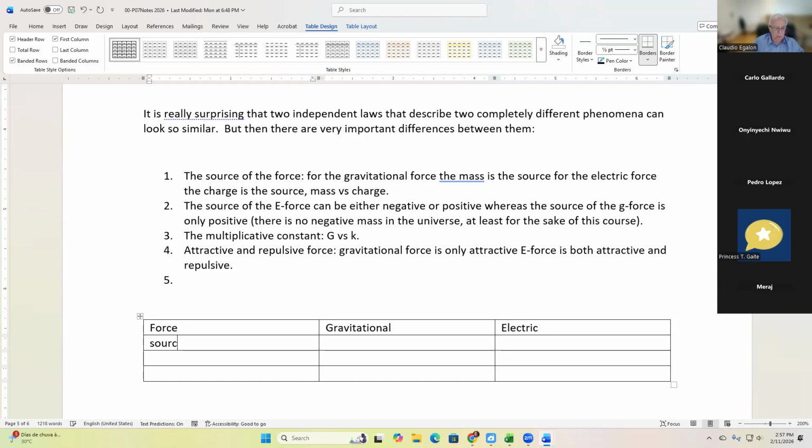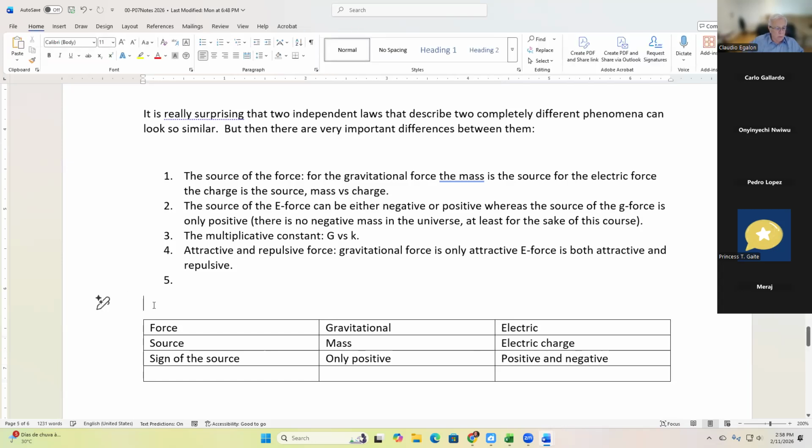Source. Source, right? Mass. Source of the gravitational force is the mass. Source of the electric force is the electric charge. Okay, a mass has electric charge. What else? Sign. Sign of the source. Only positive. Positive and negative.